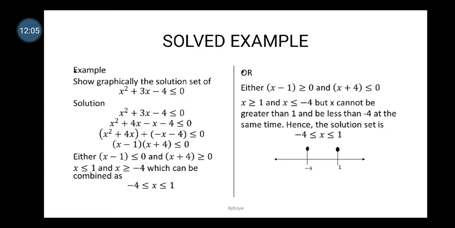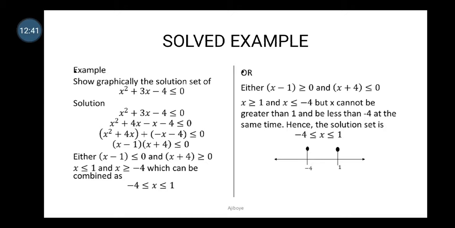That suggests that either one of them is negative and the other is positive. So x minus 1 is less than 0 and x plus 4 is greater than 0. That is, x is less than or equal to 1 and x is greater than or equal to minus 4. When we combine the two, minus 4 is less than or equal to x and x is less than or equal to 1.